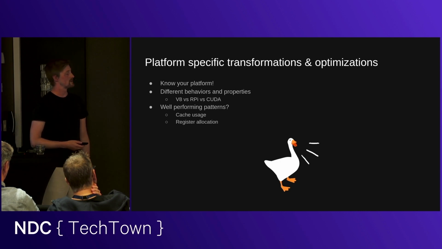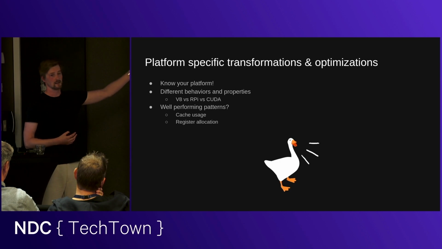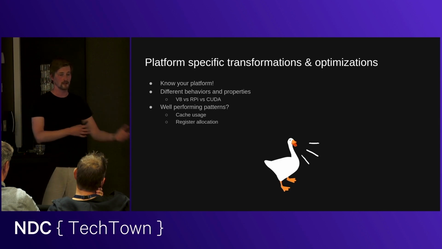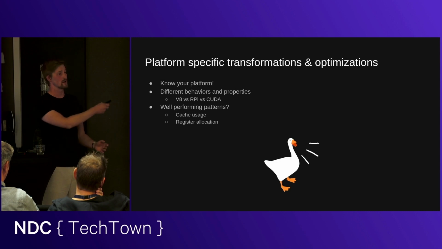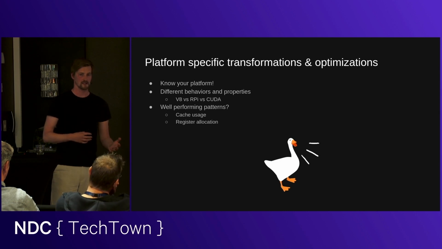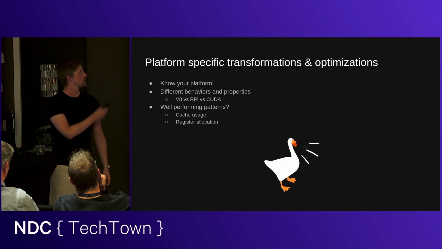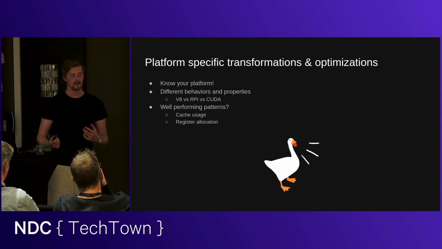But just keep in mind that the different platforms you can target may have such different behaviors, like the V8 engine of Chromium, the thing that runs JavaScript. It will behave completely differently from an embedded Raspberry Pi or an NVIDIA graphics card running CUDA. Their strengths and weaknesses are vastly different. Their mode of operation is just different, which is what I'm trying to say. So you have to know about any well-performing patterns.